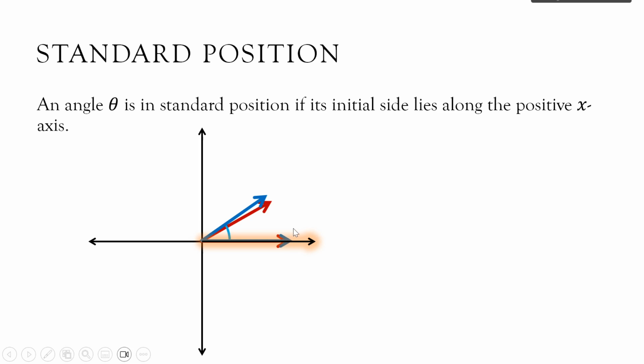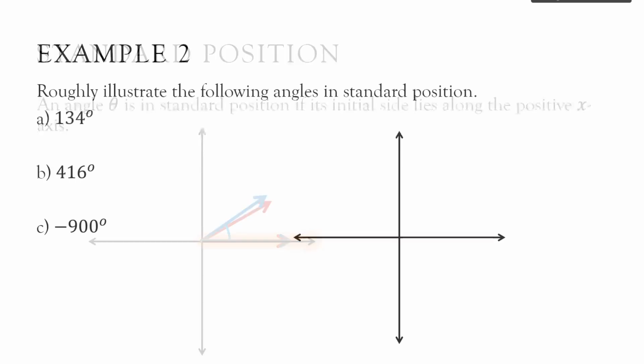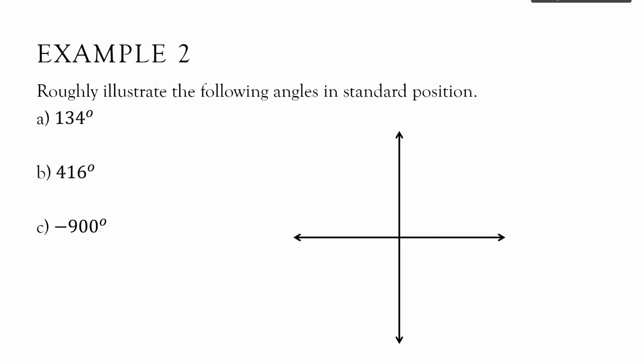Now that we're familiar with standard position, let's move into our next example. I want you to roughly illustrate the following angles in standard position. In other words, start on the positive x-axis, that is along this line on the right. For part A, I have 134 degrees. So we're going to be roughly illustrating this. I'm not necessarily expecting you to have it perfectly down to the exact measurement, but we should be in about the same ballpark as the correct answer.